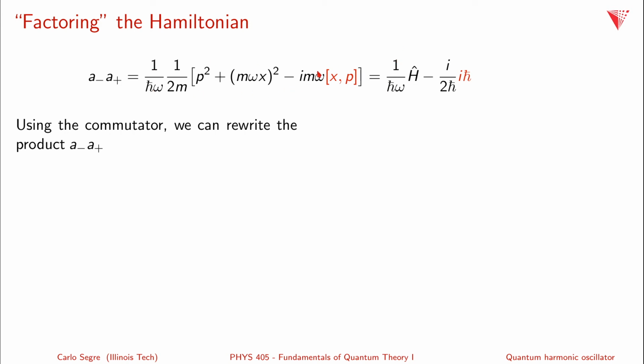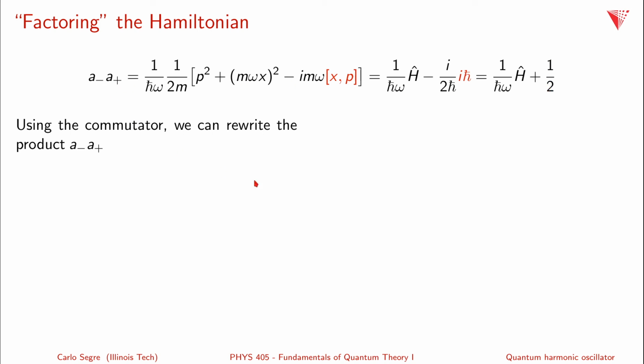And then we have to pull the h bar omega into here. The omega cancels. And the 2m pulls in, and it cancels the m, and we get minus i over 2 h bar times the commutator, which is just i h bar. So now we have cancellation of the i's, giving me a minus 1, cancellation of the h bars, and we get 1/2. So this now means that a minus a plus is equal to 1 over h bar omega times the Hamiltonian plus a constant, 1/2.